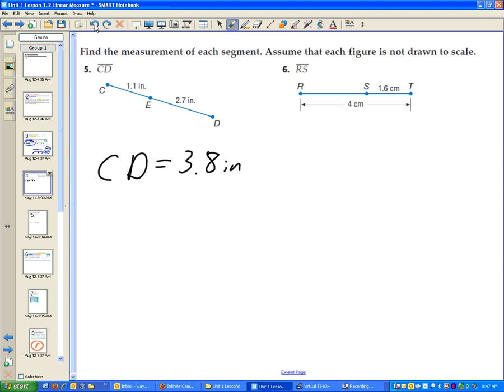So they want us to find the length of segment RS. Well, I don't want to add this time. What do I need to do? I've got to subtract it this time. And again, this is still using what we're eventually going to call the segment addition postulate. What is 4 minus 1.6? So 2.4 centimeters for the length of RS. So far, so good. Kind of a piece of cake, right?